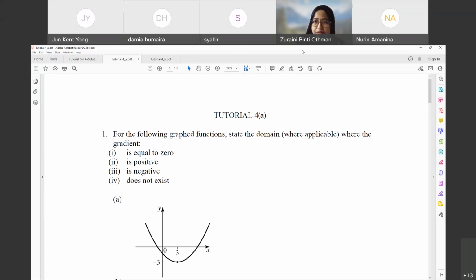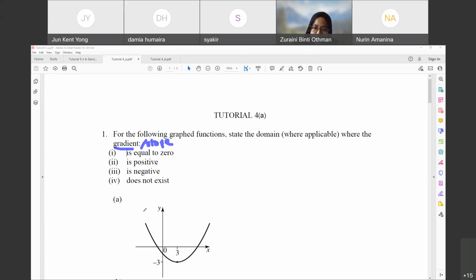Okay, remember, first derivative, it is actually the what? The gradient or slope, which is kecerunan. Pembezaan pertama tu representing the slope or gradient.